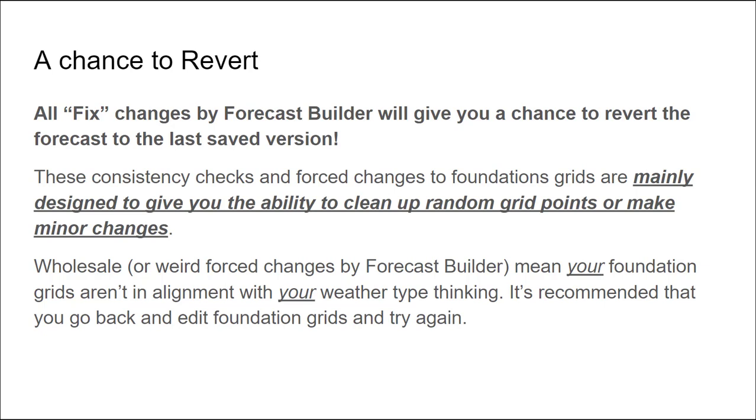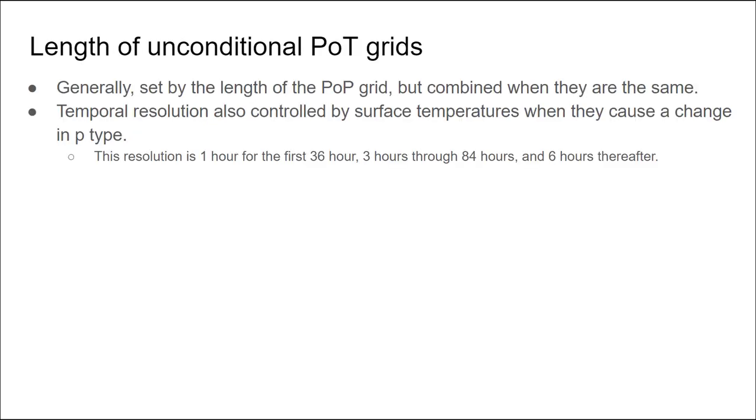The brute force changes to the foundation grids are only meant for minor changes to clean up random grid points or to nudge the forecast in one direction or another. If you're making major changes, they're going to stick out, and it's a sign that you really should be changing your foundation grids because they're not in agreement with the precipitation forecast that you're trying to make. Let's go over the length of the pot grids.